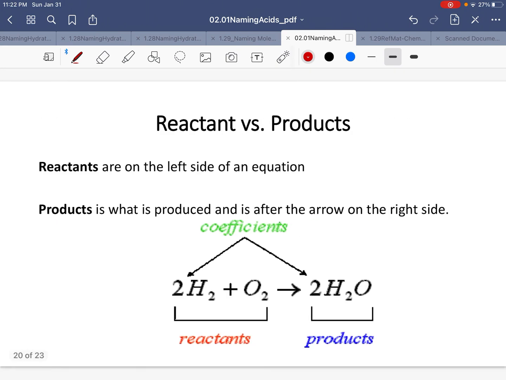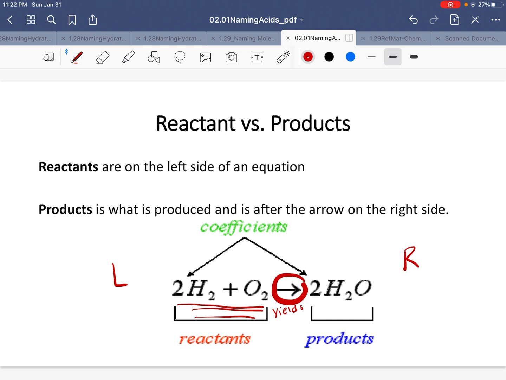So you've seen them before, but these are called equations, and equations have two parts to them. They have the reactant, as you can see here. They are the elements that are reacting, and they are on the left side of the equation. And then we have our products. Our products are after our little arrow. This means yields or produce. So our products are on the right side.